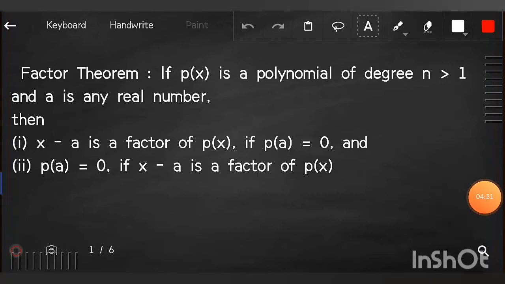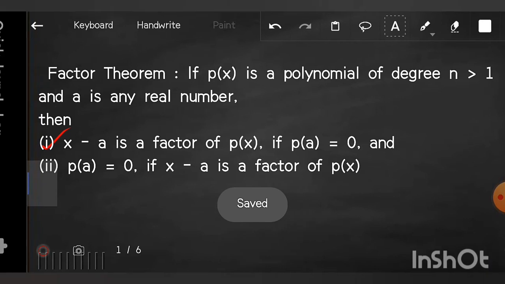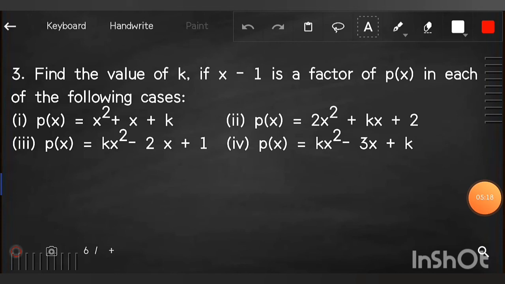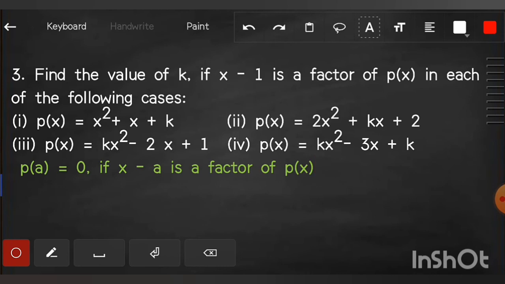Now coming to the factor theorem again, till now we have done problems based on the first condition, that is if x minus a is a factor of p of x, then p of a equal to 0. We used this concept. Now in this third Roman we have to apply the second concept, that is p of a equal to 0 if x minus a is a factor of p of x. So in this Roman we will use the second condition of the factor theorem.